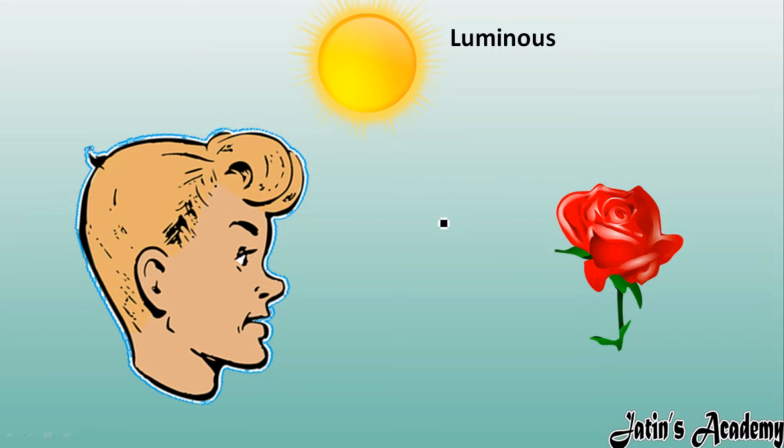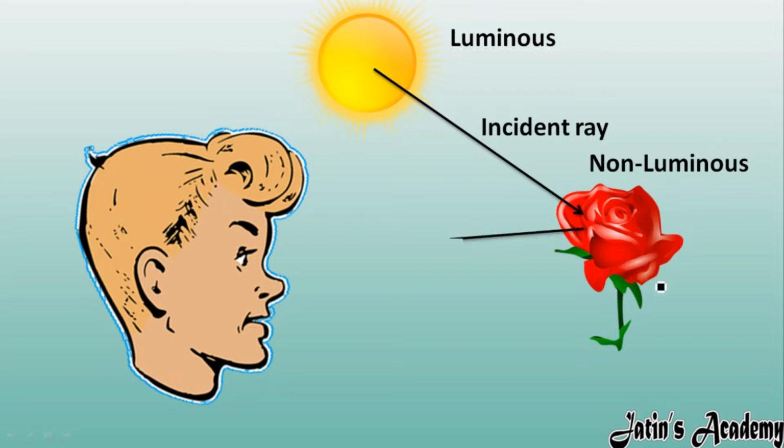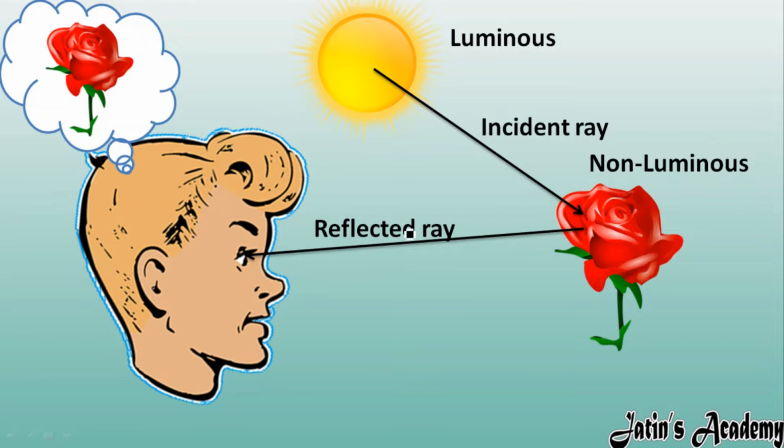So how? See carefully. First of all, we are having a luminous object, and from the luminous object, light rays come and go to strike on a non-luminous object. Here this light ray which is coming from a luminous body and going to strike on a non-luminous body is known as incident ray. This name of the ray you have to remember. After striking on the non-luminous object, this light ray will reflect back, and the reflected back light ray is known as reflected ray.